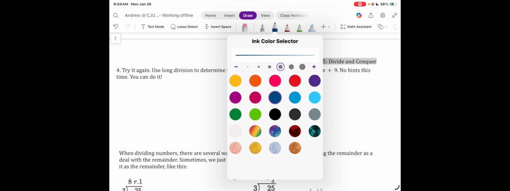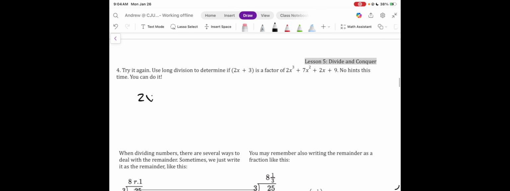Okay, here's another one to try. This one now is a little different. It's got a 2. Let's draw this in black. 2x plus 3 goes into 2x cubed plus 7x squared plus 2x plus 9. All right, so 2x times what? So I'm looking at specifically here and here. 2x times what is 2x squared? Well, that's just another x squared.